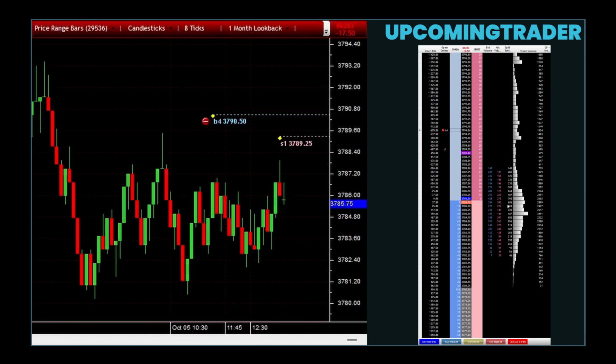A continuation window occurs within a prevailing trend and suggests that the current momentum is strong enough to propel the market in the same direction beyond the gap. For instance, in an uptrend, a continuation window indicates that buyers are in control and are pushing prices up, skipping over a range of prices without any opposition from sellers.